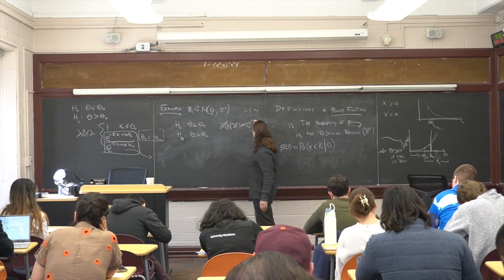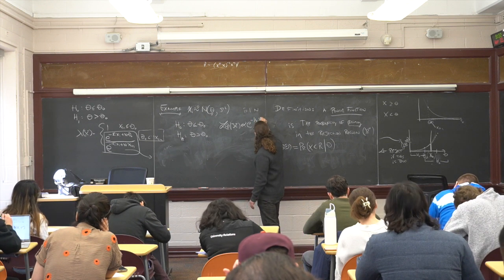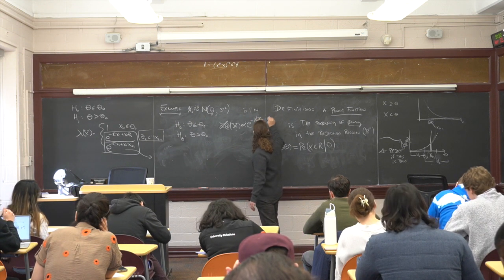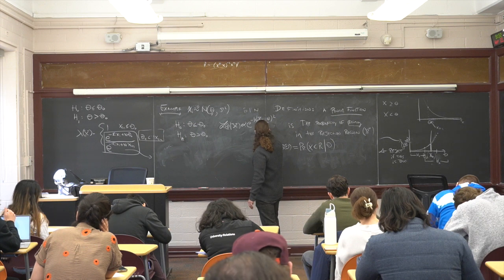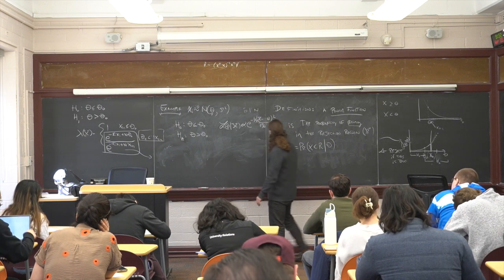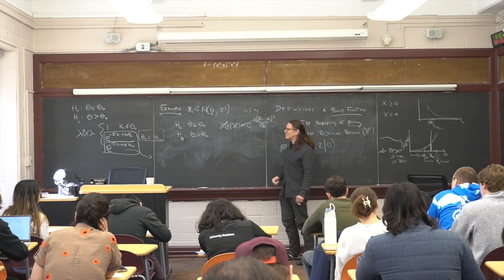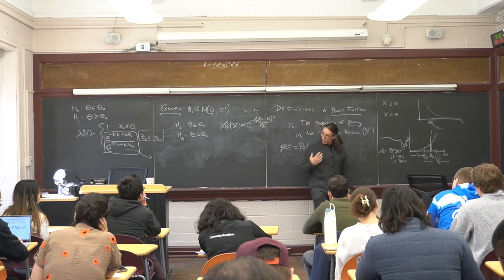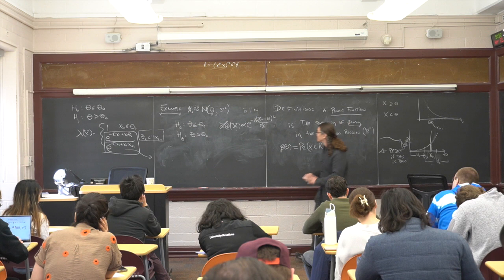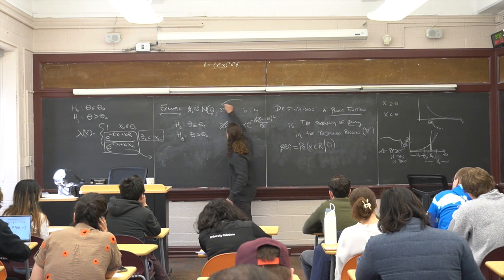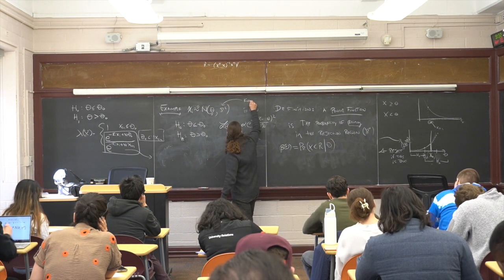This is e to the minus 1/2 (X bar minus theta)squared over sigma squared over n. So that's my likelihood function. I would have made a huge mistake right here if I didn't know what the variance is, so I probably need to tell you that. I'm going to say this as known.